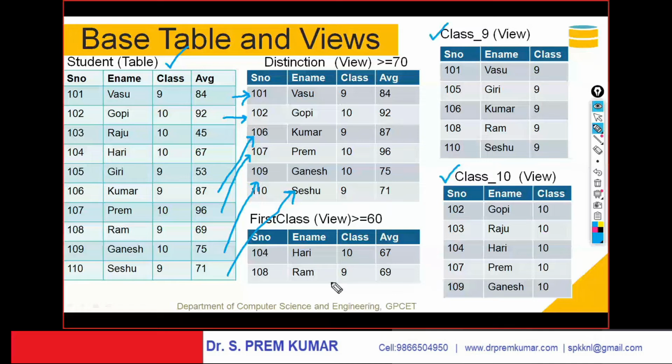Here you can see I'm not seeing average. I filtered the column. I'm least bothered about average. I don't want average. I only want student number, name, and class. I'm least bothered about the average of the student.